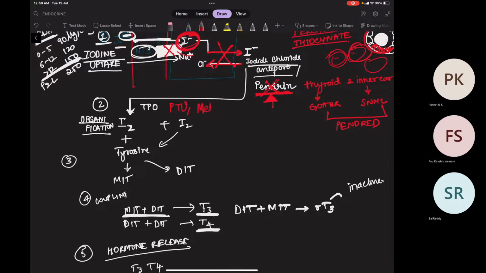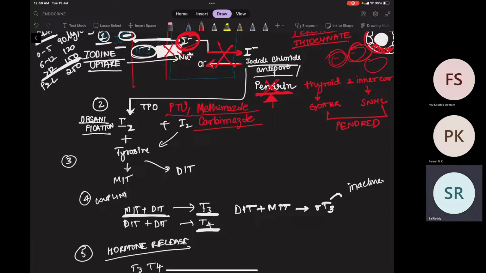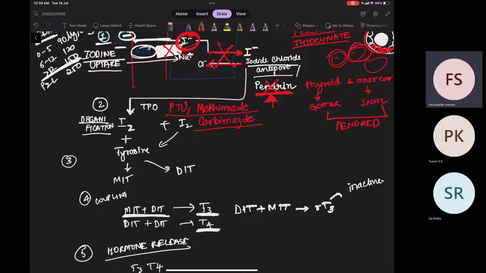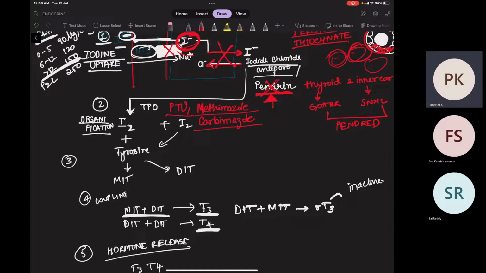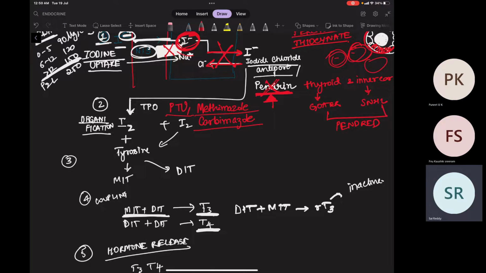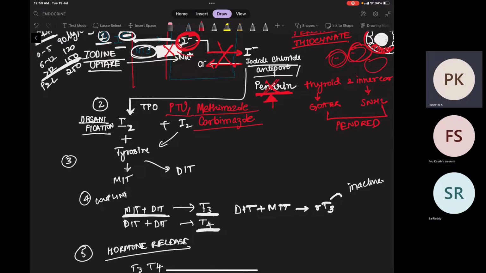Methimazole. Albendazole. Okay, so these drugs are probably used for hypothyroidism? Hyper, no? He said that only. Yeah, hyperthyroidism. Okay.